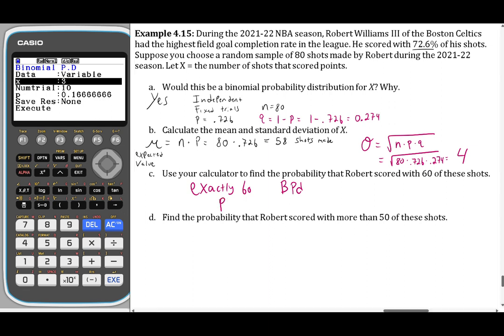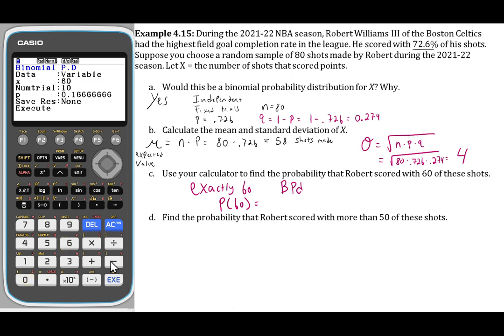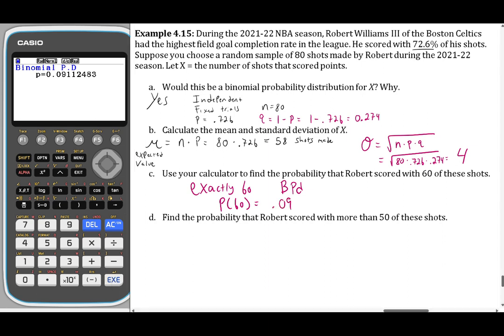We want to find the probability that he scores on 60 attempts, so x is 60, out of 80 total attempts, and he has a 0.726 probability of scoring on any one attempt. And we'll get the answer, 0.0911.